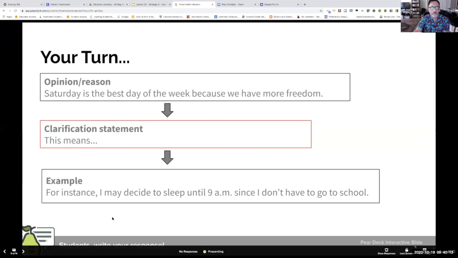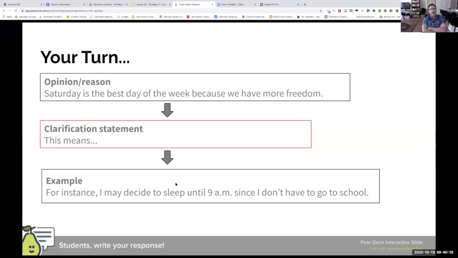Okay, so here's what I want you to do right now. You are going to write a clarification statement. So it is your turn. Saturday is the best day of the week because we have more freedom. This means, and then example, for instance, I may decide to sleep until 9 a.m. since I don't have to go to school.